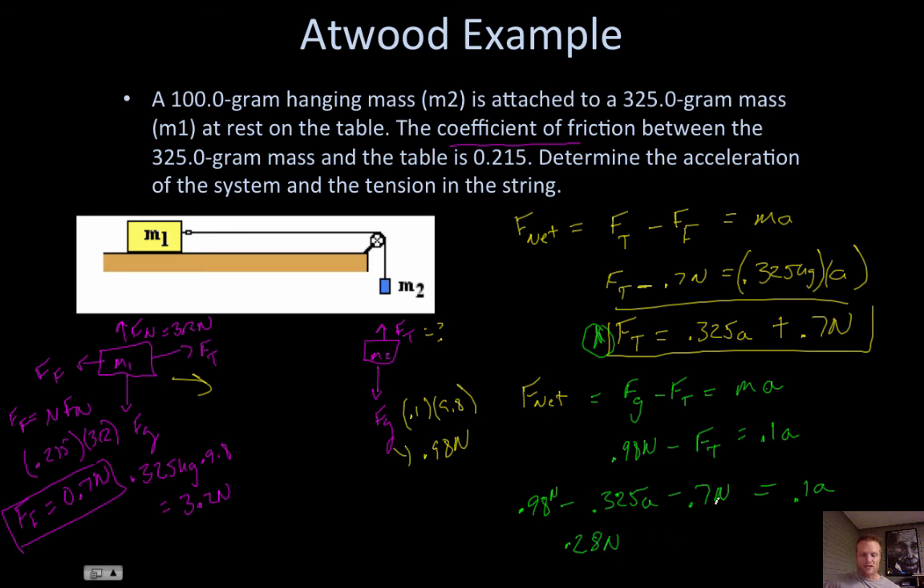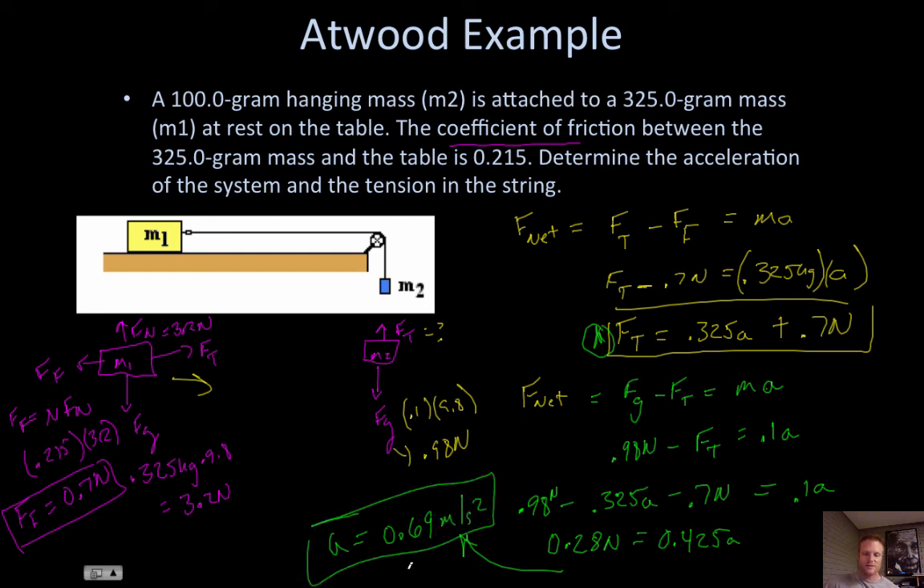And then I'm going to bring this acceleration over here, so I'm going to add 0.325 A to both sides, which is equal to 0.425 A. All right. So maybe I'll put zeros in front of these just to help people see. So what is A? Well, I'm just going to take 0.28 divided by 0.425, I apologize. So 0.28 divided by 0.425, A equals 0.69 meters per second squared. Okay, that would be my acceleration.